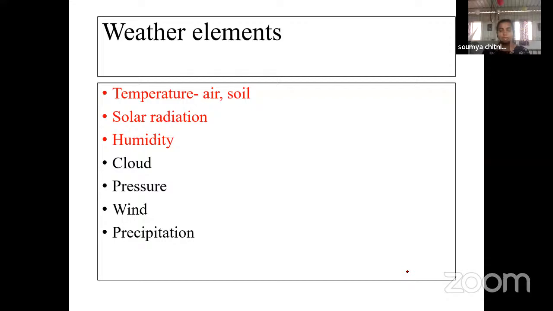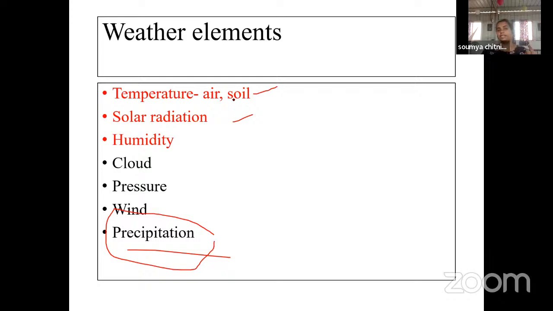So what are the weather elements we usually have? Weather elements means the normal things we usually notice, like temperature, which can be air and soil, solar radiation, which is of more importance, and then the humidity, right? Clouds, pressure, wind, and precipitation. This precipitation involves all the different types of precipitation. Precipitation doesn't only mean rainfall. It can be in the form of snow, fog, mist, anything. The water from the cloud or the atmosphere that we receive can be in any form, right? So precipitation doesn't have to be rainfall, it can be of any form.